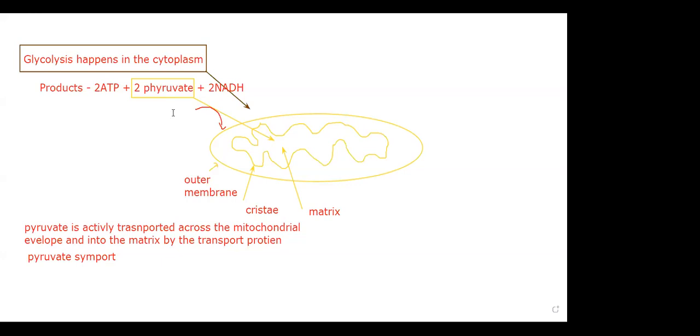Sorry, 1 ATP. For 1 pyruvate, we have to waste 1 ATP. Okay, so since there are 2 pyruvates, 2 ATP need to be used.